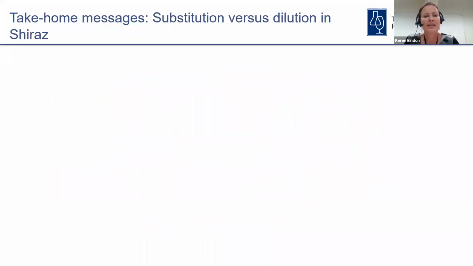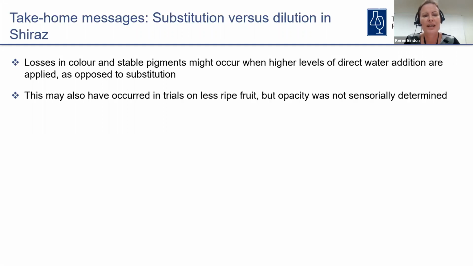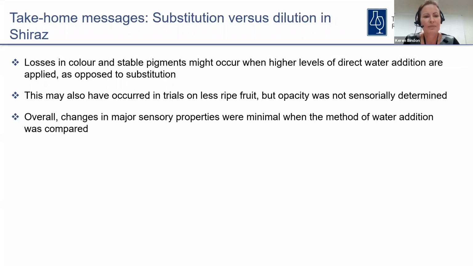So just some take-home messages from this section is that we can see that there were losses in colour and stable pigments that could occur when the higher levels of direct water addition are applied as opposed to the substitution technique. But I've mentioned that opacity was not determined on that trial in the less ripe fruit. So that remains to be determined. Overall, I think I've mentioned this before, but changes in the sensory properties overall were quite minimal when the method of water addition was compared, but we did see larger changes for the earlier harvest.